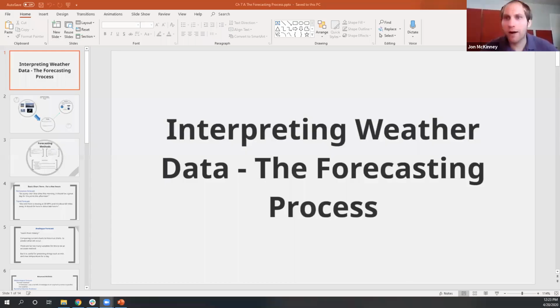Cool. Weather theory is done, but now, weather products. So with weather products, you guys are seeing interpreting weather data and the forecasting process. So weather data: we want to create forecasts, so we have to analyze data surrounding weather.